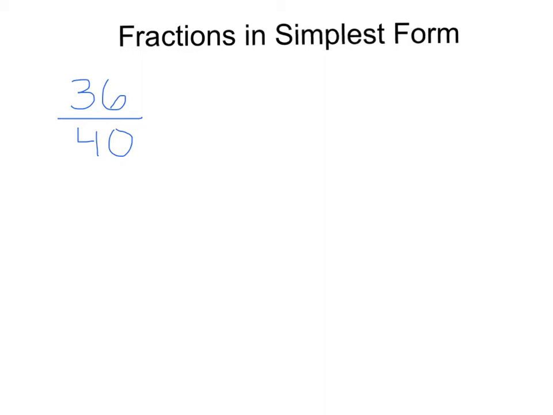Here we have the fraction 36 over 40, and our goal is to write that fraction in its simplest form. So what you need to do is try to determine, is there a number that you can divide both of those by? That being the same number that you can divide both of those by. Well, I know that you can divide both 36 and 40 by the number 4. So let's see what happens when we divide them both by the number 4.